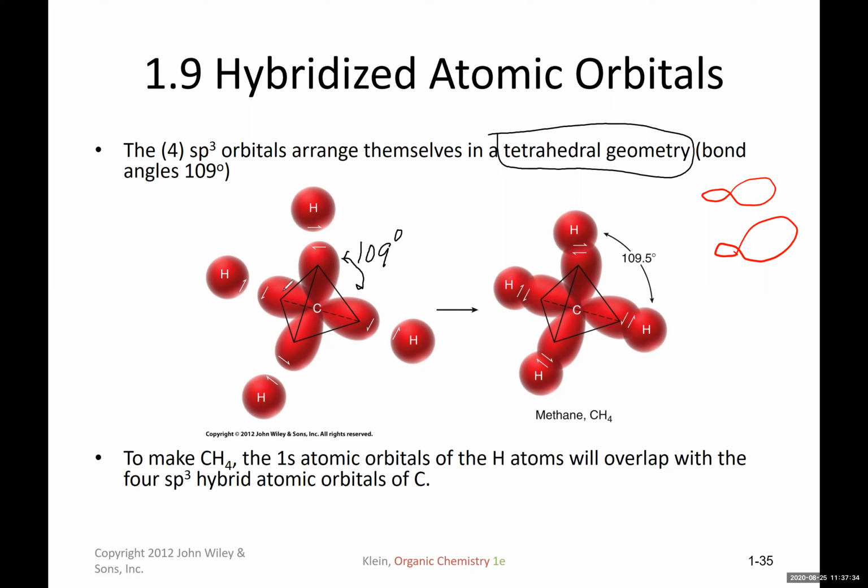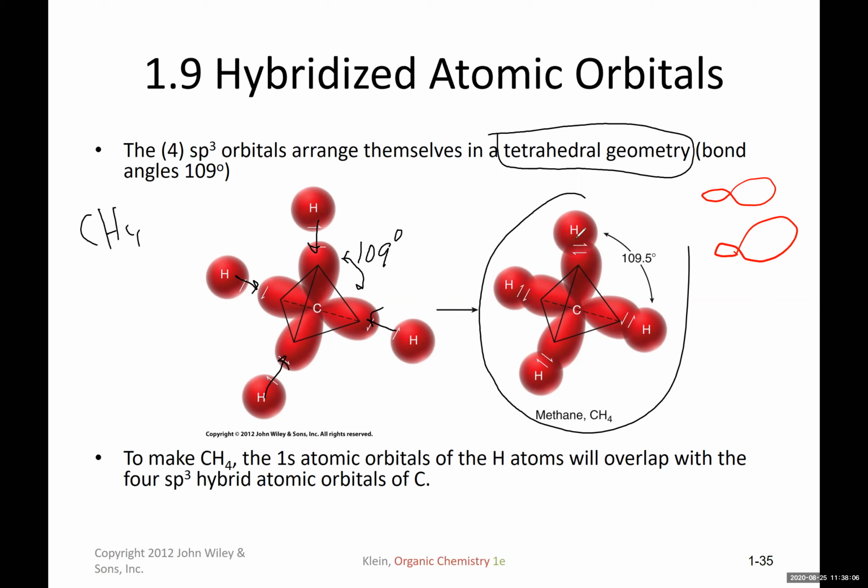And now the bonds in CH4: you have four hydrogens, and the electrons are in 1s orbitals. So the bonds are just going to form with the 1s orbital of the hydrogen atom overlapping or interacting with the sp3 orbitals of the carbon, right? That's it. So this is the final structure from an orbital point of view, all right?